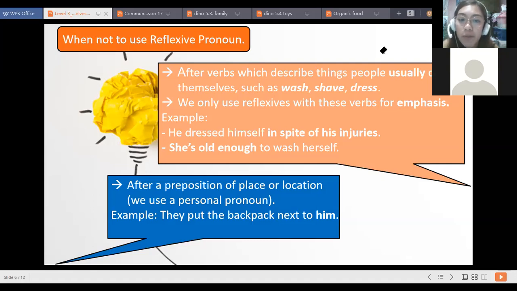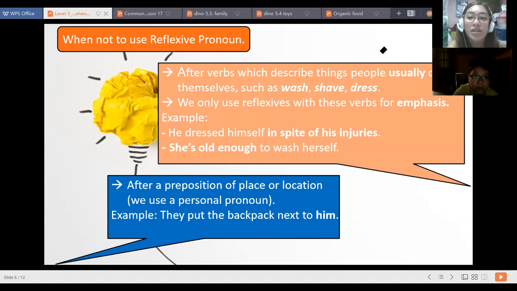The two examples? He dresses himself in spite of his injuries. And the second example? She's old enough to wash herself. Okay, so can you give me the reflexive pronoun there?